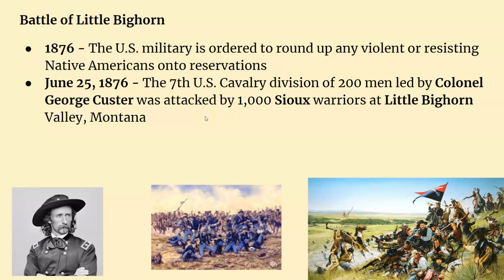So the 7th Cavalry Division of 200 men, led by George Custer, a little background on him: he was a famous cavalry officer in the Civil War. He was at the Battle of Gettysburg. He's decorated and everything like that, but kind of had a troubled past. He got kicked out of the military, and he just had some different issues.